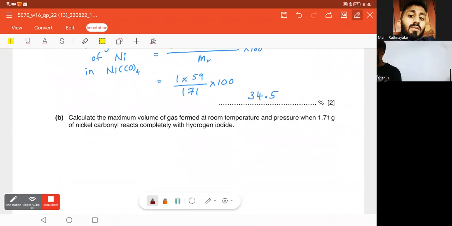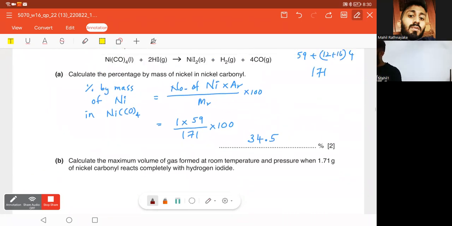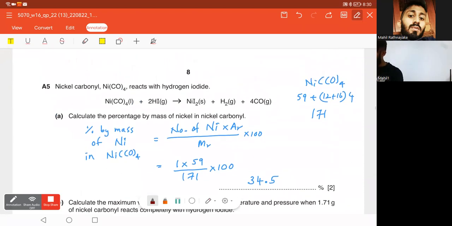Calculate the maximum volume of gas formed. Okay. What are the data given? Nickel carbonyl mass is given. But they are asking the volume of gases. Look at the question. How many gases form? 2. You have to find the volume of this one and this one both. Can you understand?